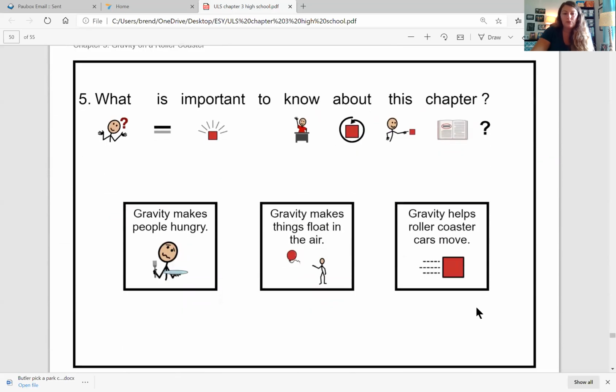Okay, and last question. What do you think is important to know about this chapter? Do you think it's important to know that gravity makes people hungry? Gravity makes things float in the air? Or gravity helps roller coaster cars move? Think about it.